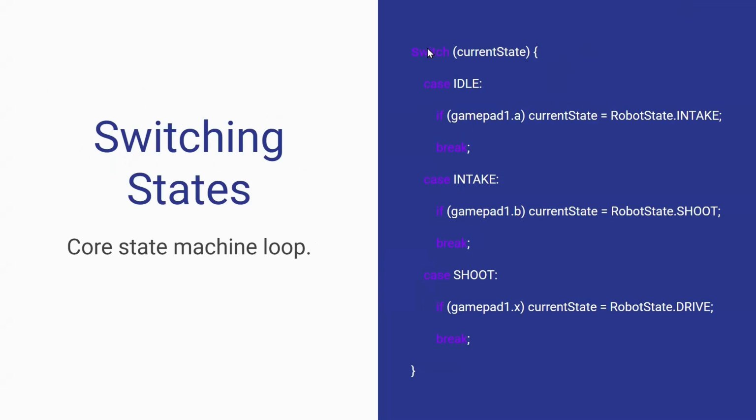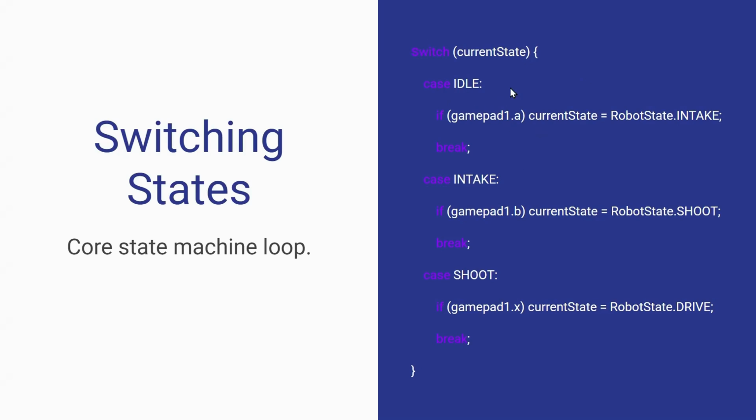To switch between states, we need a switch statement. It's set up like this, and there are different cases to a switch statement. So in idle mode, if gamepad 1.a is pressed, then the current state will switch to intake. That line of code only runs if you're in idle mode. So I think you can see the power of a switch statement.